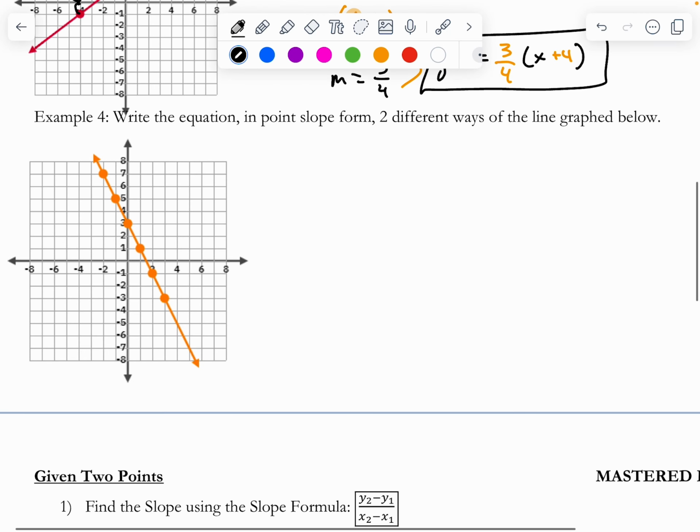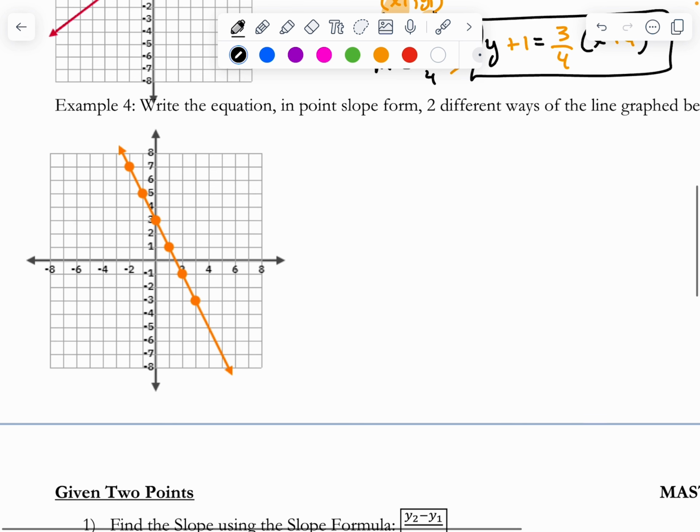Example 4: Write the equation in point slope form, two different ways, of the line graphed below. Okay, so again, we're going to write these in two different point slope forms, which is going to be simple enough, right? We've already practiced it once. Practice it again. If you want to practice it on your own, go ahead and pause the video. But I am going to go ahead and make these equations using the following points.